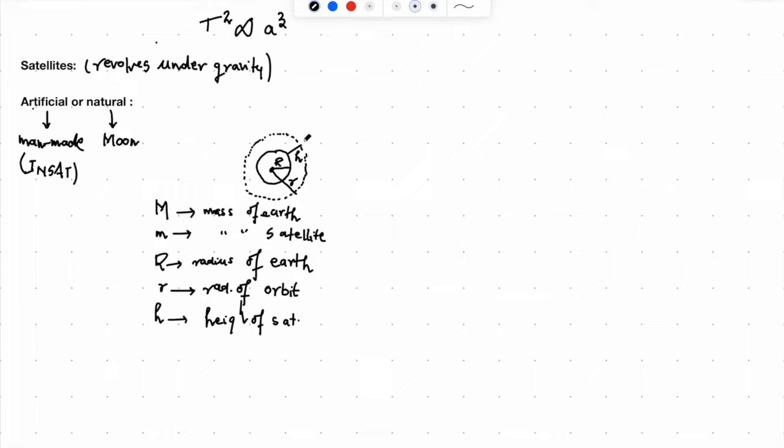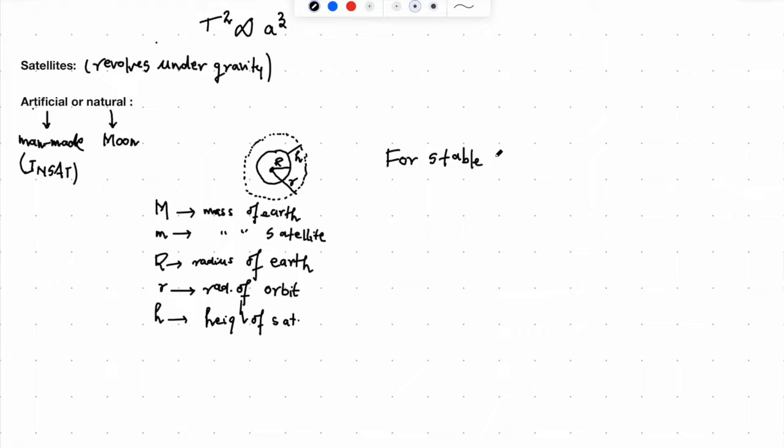At some point the stone might fly away because one of the forces will be more, or the string's tension will be more, so that the string will break and so on. So this depends on what kind of forces will be there. If you are considering a satellite revolving, that means we are talking about a stable orbit here.